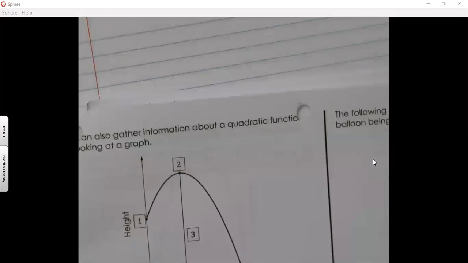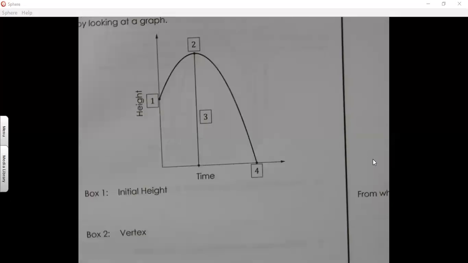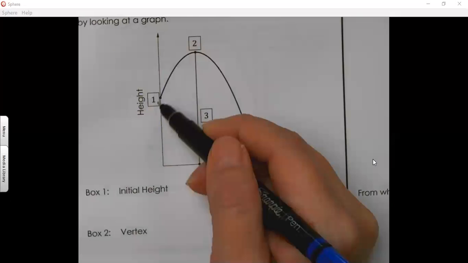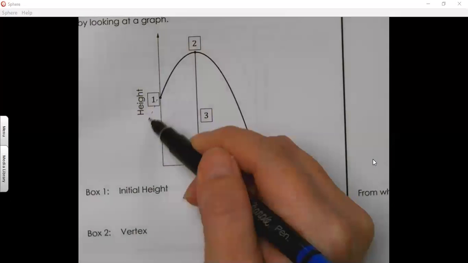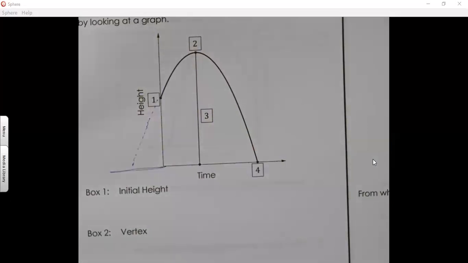Next page. We can also gather information about a quadratic function by looking at the graph, okay? So this is a graph of a quadratic. The time is on the x-axis, the height is on the y-axis. Notice it's not a full quadratic, right? Because if we were to see the rest of the quadratic on the left side, that would be where time is negative, and you can't have negative time. So that's why you don't see the whole parabola.